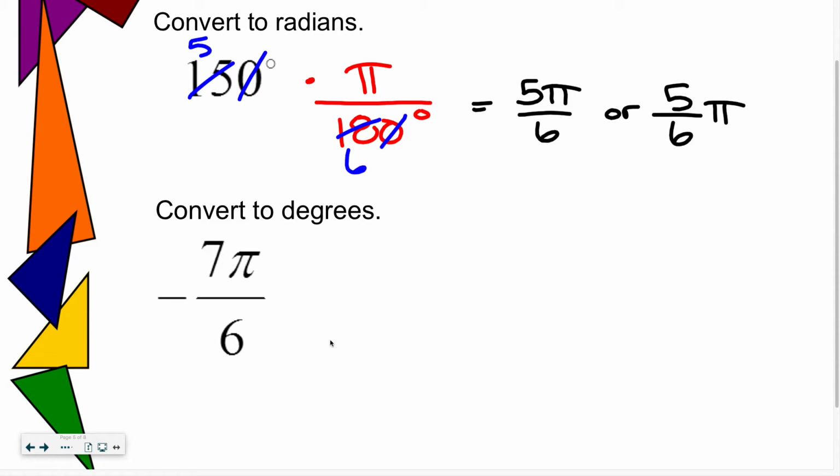Okay, convert negative 7 pi over 6 to degrees. When you're looking at a problem, if it does not have a degree on the back of it, I'm giving it to you in radians. So then I want to cancel out the radians. So I'm going to put my pi radians on the bottom of my conversion factor. And I want degrees to be my new answer, so that's going to be in the numerator.